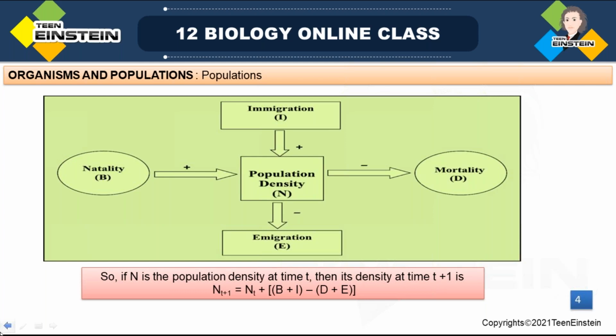Okay, so these are special cases, immigration and emigration. These factors are important under special conditions like the formation of a new habitat or new population. Got it? Otherwise, the main characters influencing population density or growth of population are mortality and natality.